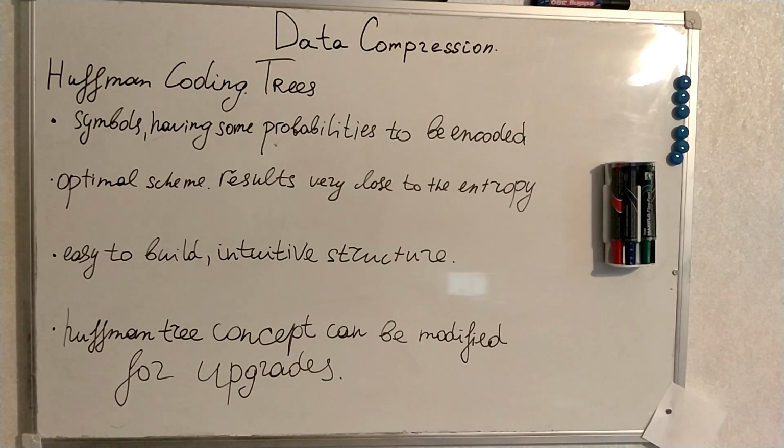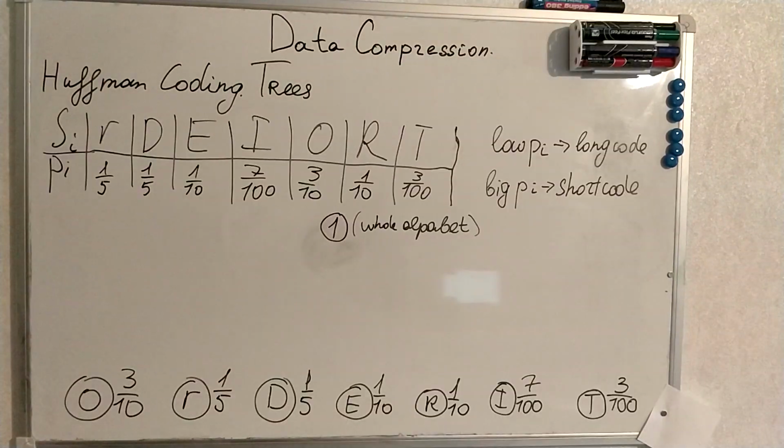The Huffman tree is very easy to build and it has an intuitive structure, and the Huffman tree concept can be modified for upgrades. I will show 3 of them. The idea of Huffman coding is to give lower probability symbols longer codes, and bigger probability symbols shorter ones. To do that, we consequently merge 2 nodes with the smallest probabilities on each step, and thus we produce nodes which contain probabilities of some symbols, and we move according to these probabilities through the tree and acquire codes. I will build a tree now and you will understand what I mean very well.